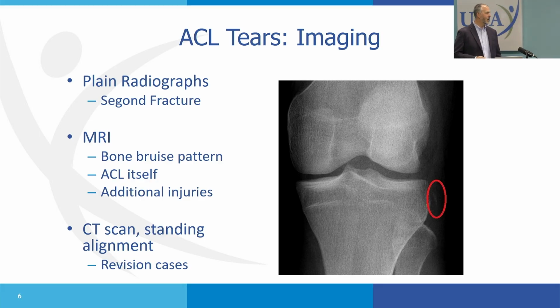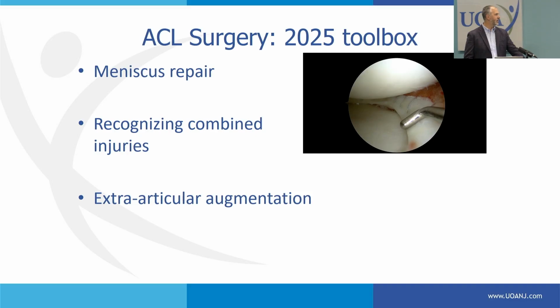MRIs are important, looking for both the structure and the integrity of the ACL itself, but you can look for bone bruises, most classically a pivot shift bone bruise, where you'll look at the bone bruise on the posterior lateral tibia as well as the central aspect of the femur on the sagittal cut. And then really in revision settings, or settings where you're worried about alignment, you would be thinking about CAT scans, looking at prior tunnel placement, tibial slope, things like that.